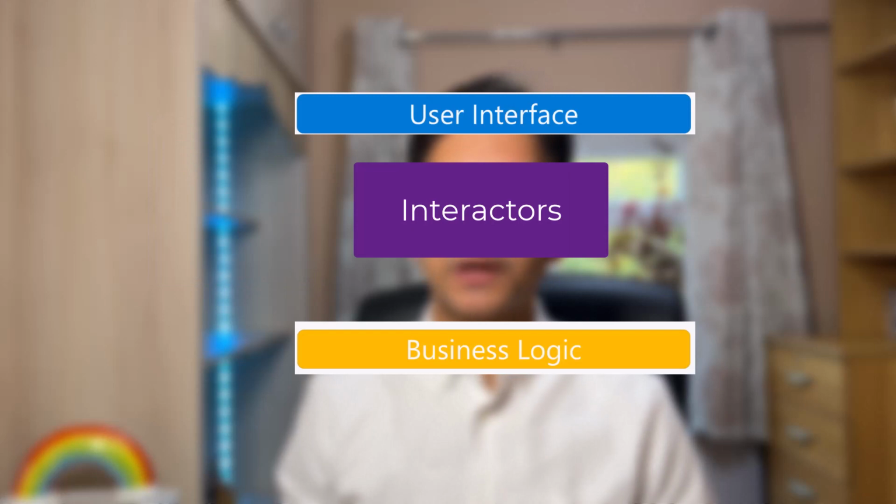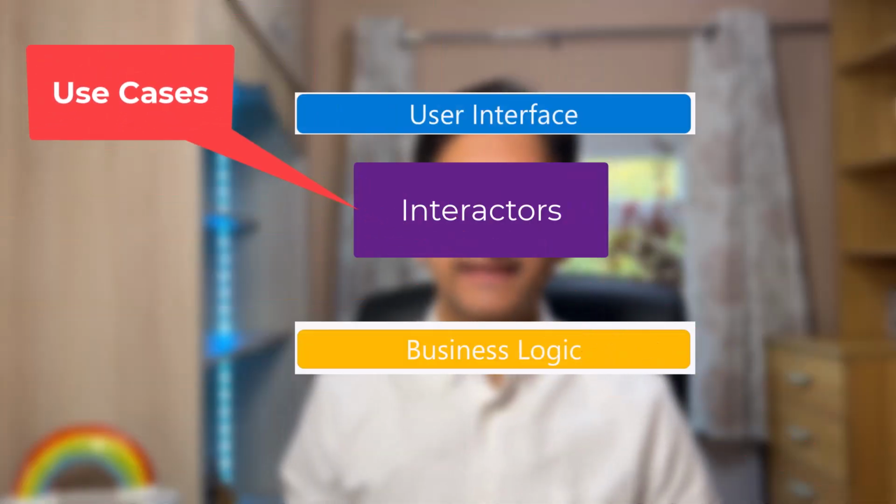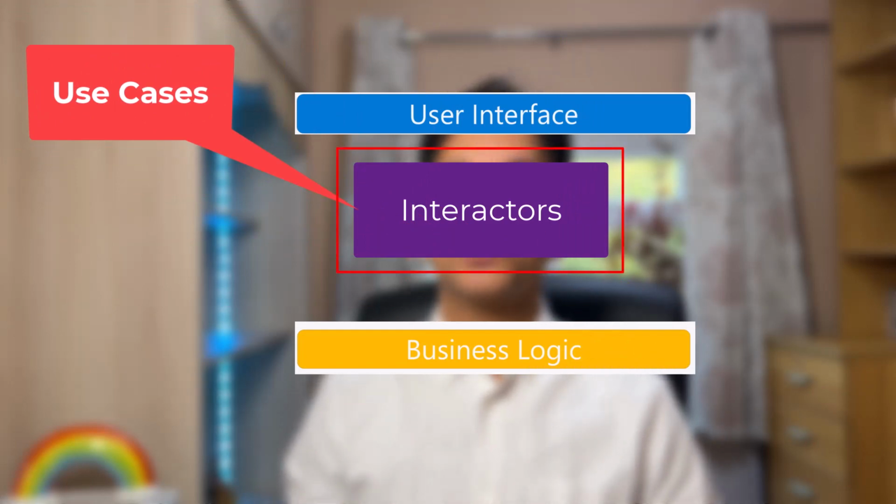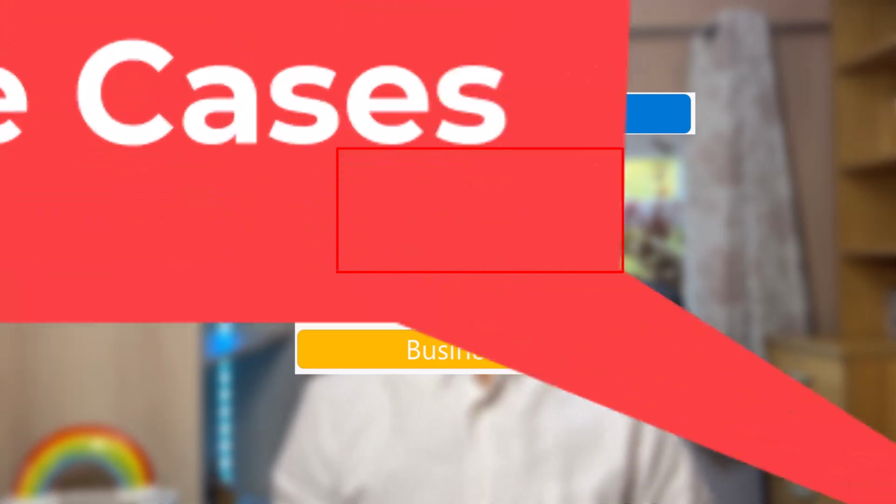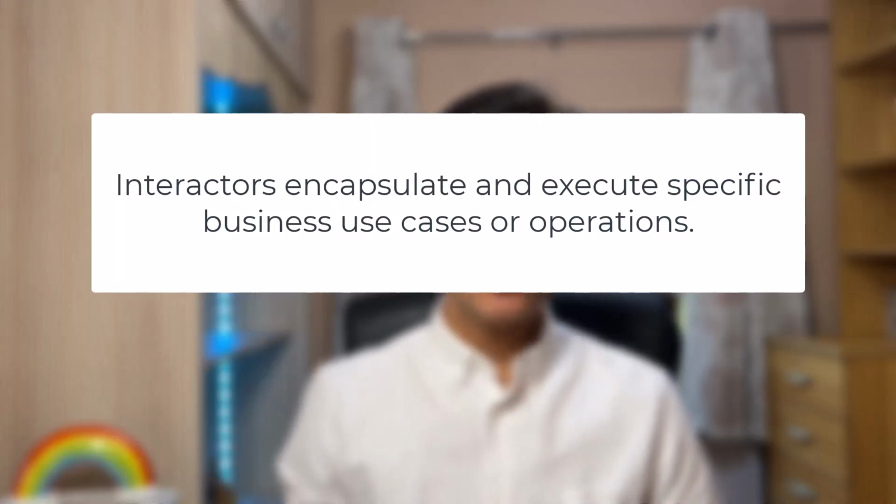In clean architecture, interactors, often referred to as use cases, are classes that contain the application's business logic. They interact with the entities and are called from the UI to perform specific operations. Interactors do more than just validation or basic computations. They encapsulate and execute specific business use cases or operations. Hope you get the idea.